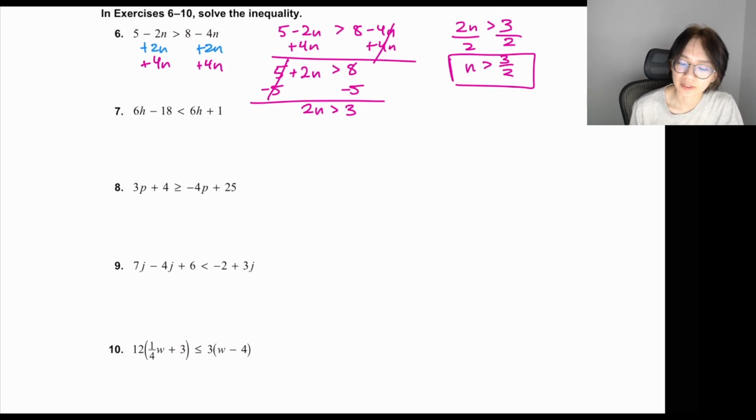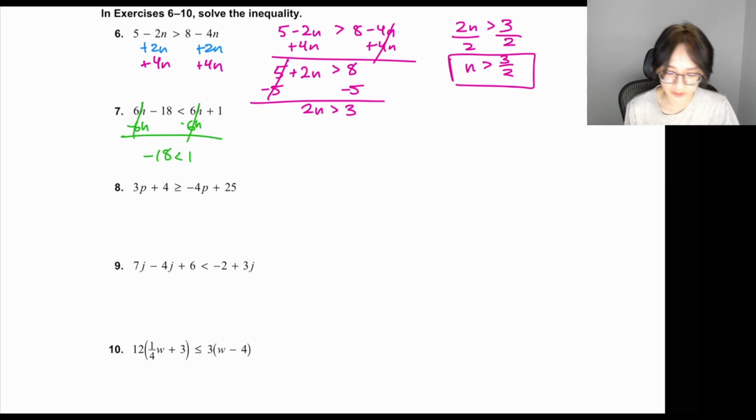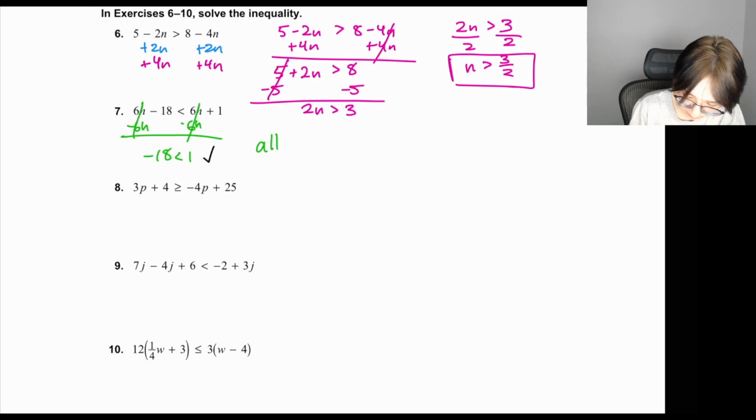Now for this next one, you might notice there's 6h on both. So no matter which side, you're going to be subtracting 6h anyway. What's left? Negative 18 less than 1. Is negative 18 less than 1? Yes. So the solution is all real numbers.